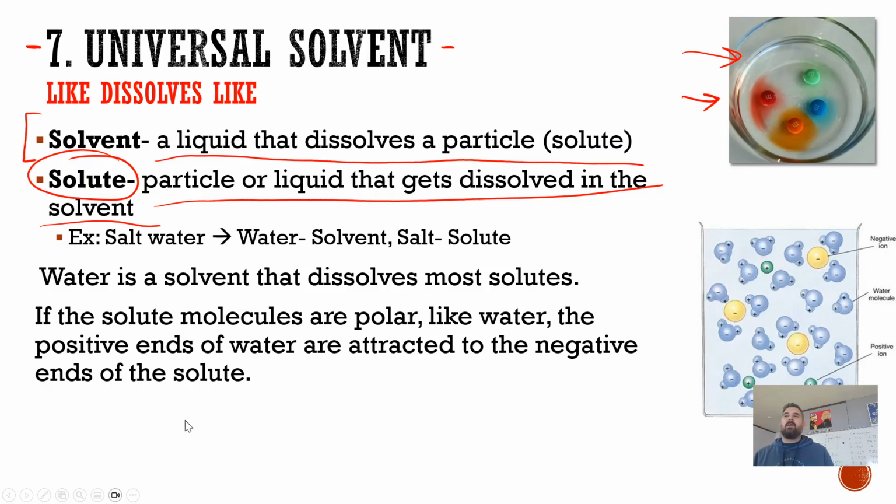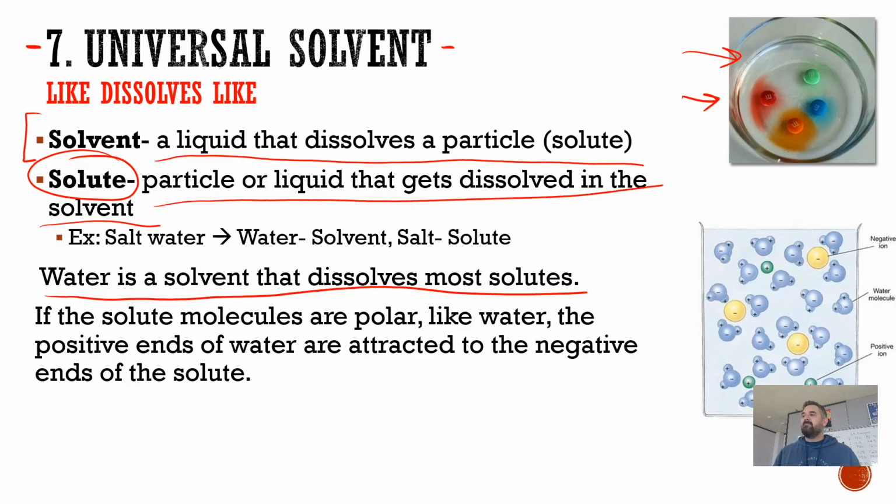So why is water the universal solvent? Water is a solvent that dissolves the most solutes. So if you needed to dissolve something, water is most likely going to be the thing you dissolve it in, because water dissolves most things. Anybody want to guess why? Hydrogen bonds, good.